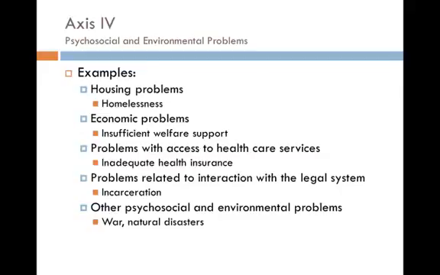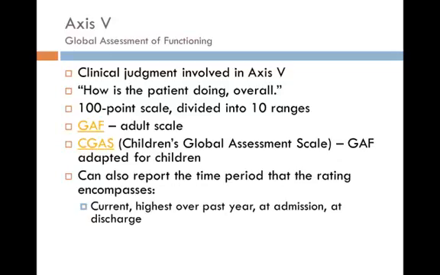As it relates to Axis 5, the Global Assessment of Functioning, it has to do with a clinician's clinical judgment associated with the person's functioning. So the question that is asked is, how is the patient doing overall? How are they functioning in light of issues relevant to their clinical functioning, any problems with personality, medical issues, psychosocial or environmental functioning? How is the person functioning in their daily existence?